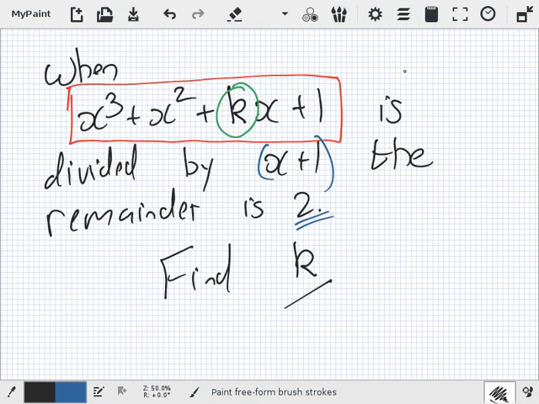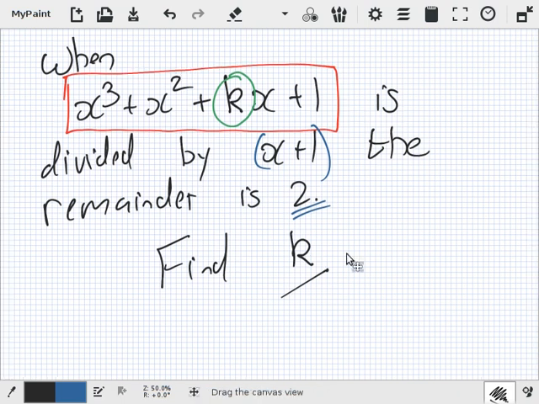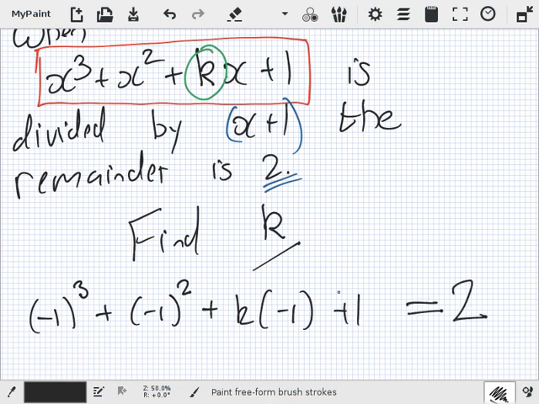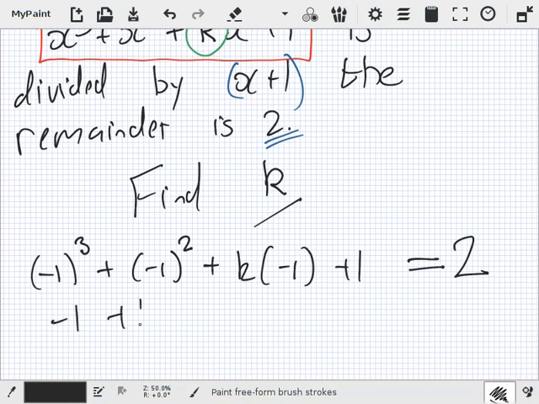So sad. How's this one going, Anthony? So far, so good? Yeah, I think the answer to this is 2. Oh, you got 2. What did you get, Dennis? -1. Dennis could be wrong. Let's see. So, Anthony, what did you say the x was? -1. Good, so you have -1 cubed plus -1 squared plus k times -1 plus 1 should equal 2.